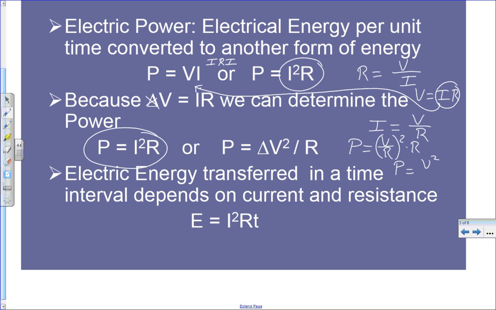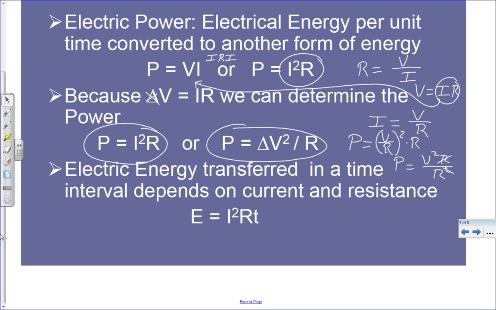So P equals V squared R over R squared. And that cancels out to P equals V squared over R. So that's how we get to this equation.